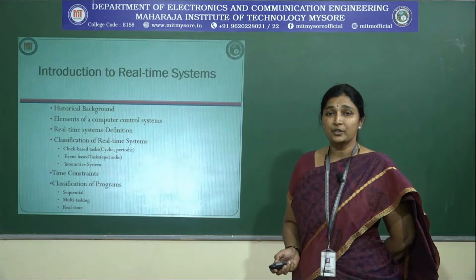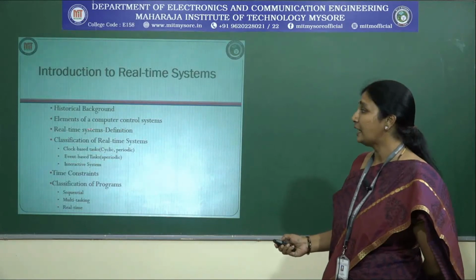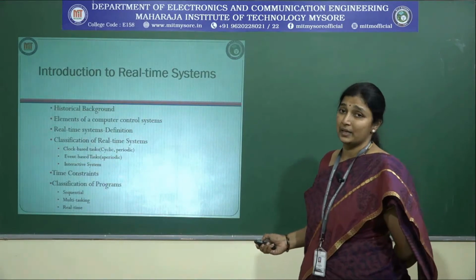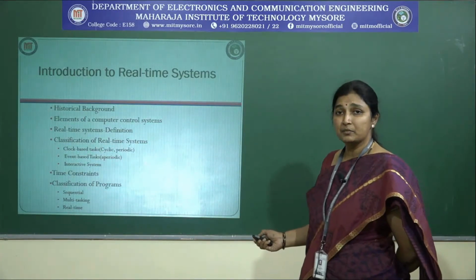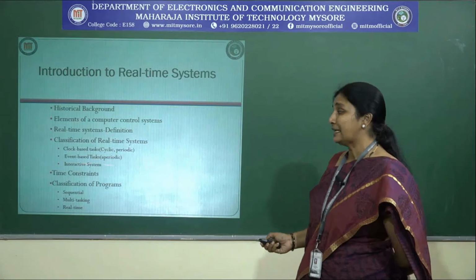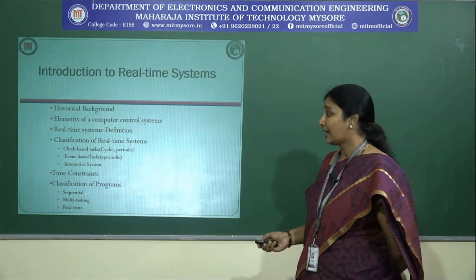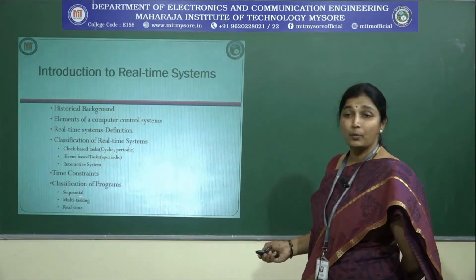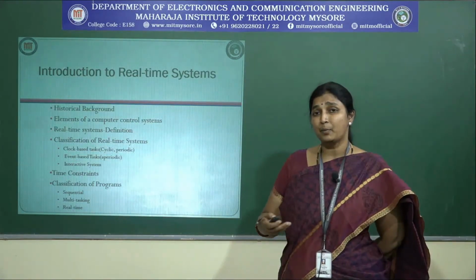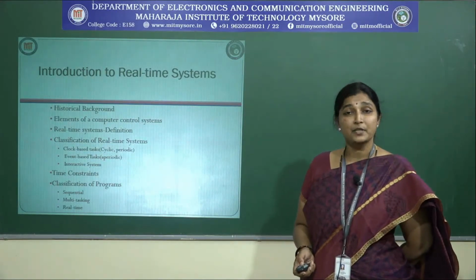First, coming to the introduction of real-time systems, we have the historical background, then the elements of computer control systems. How is a real-time system defined? What do you mean by real-time systems? How are they classified? They are classified as clock-based, event-based, and interactive systems. Then the time constraints involved in real-time systems, and classification of programs as sequential, multitasking, or real-time itself. Let us go in stepwise sequence to understand what a real-time system means, so that we can complete our first objective.